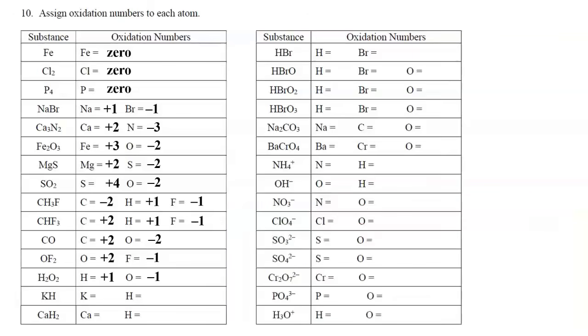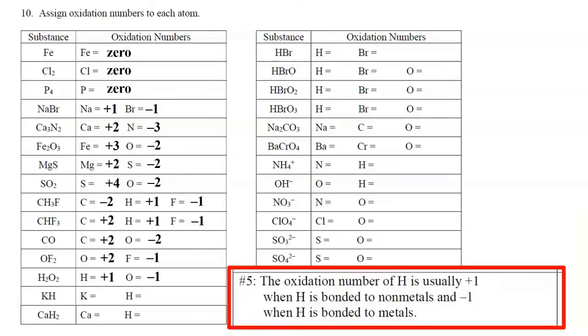In our next two examples here, we have a metal bonded to hydrogen. So remember, when hydrogen is bonded to a metal, it's going to carry an oxidation number of -1. Potassium is in group 1, so that should be +1. That's going to make hydrogen -1. Calcium is in group 2, so calcium is +2, and that's going to make, again, the hydrogen -1. Hydrogen is bonded to metals, it's going to be -1.